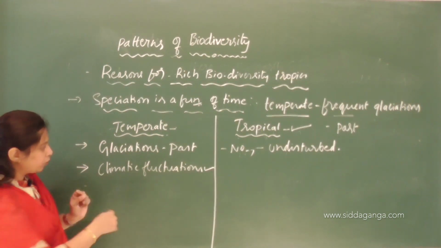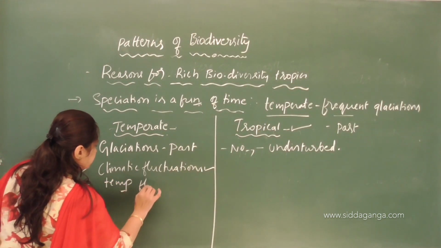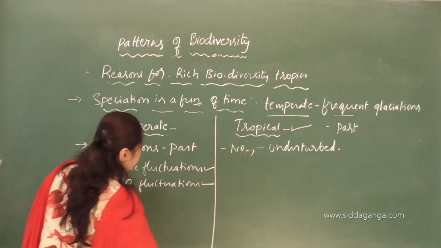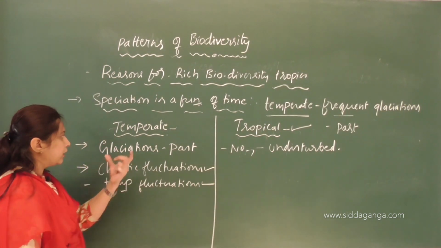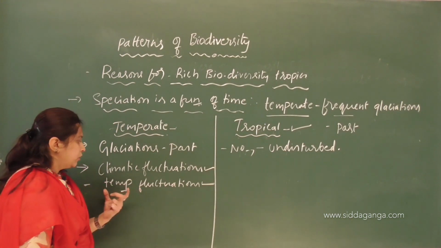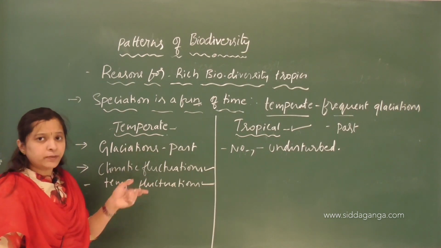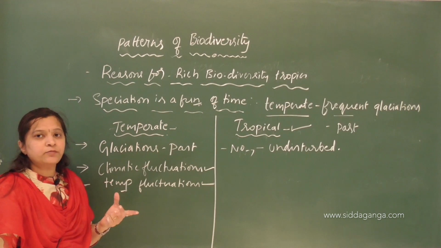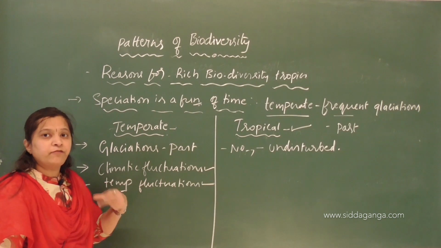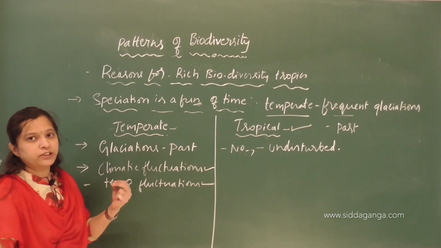So these are more seasonal, and temperature fluctuations will be more here. The climate in temperate areas keeps on changing. So the organisms are not able to survive in such ever-changing climatic conditions. They fail to adapt to these ever-changing climatic conditions, so a number of species have died.